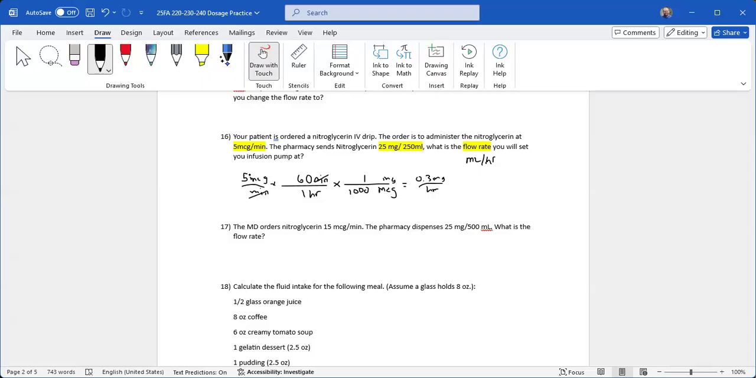Now, what this allows me to do by converting this to milligrams per hour is connect it to this milligrams per 250 ml. And so all I'm going to do now is multiply by my available, which was the 25 milligrams and the 250 ml.